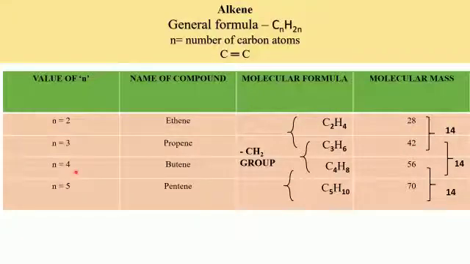N is equal to 4. You get the formula C4H8. Since there are four carbon atoms, it is considered to be a derivative of butane, that is an alkane with 4 carbon. So the root word will be but, and ane will change to ene, because again you are going to have a double bond between two carbon atoms in butene also. Molecular mass is 56. N is equal to 5.